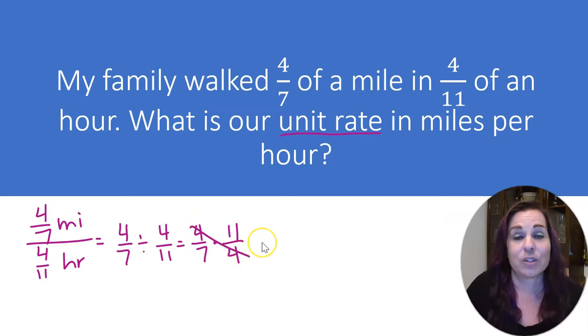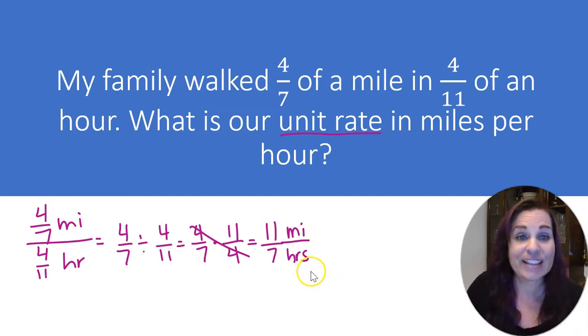The 4's will cancel because 4 divided by 4 is 1. So I'll get 11/7. Now remember what this means. This is 11 miles in 7 hours. Now, that's better, right, than what we started with, but it's still not a unit rate. And the reason it's not a unit rate is because in order to have a unit rate, the denominator must be 1. So the only way that I'm going to get this to have a denominator of 1, if you look at it like we did on the other page, is to divide, right?